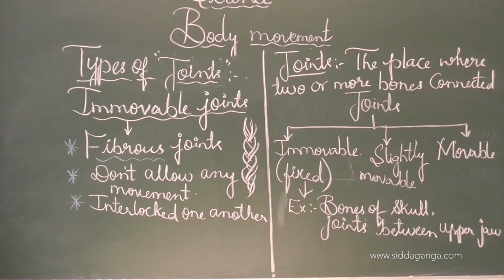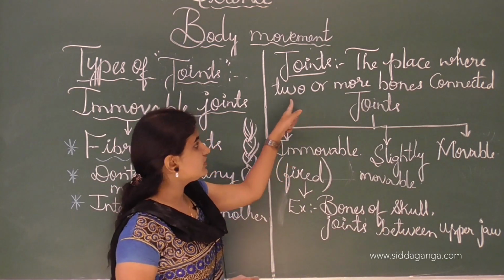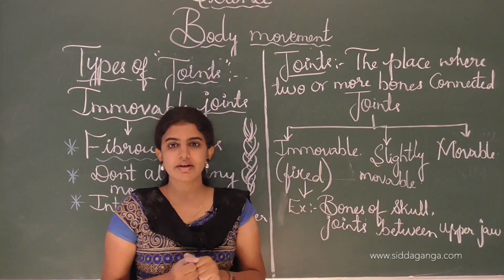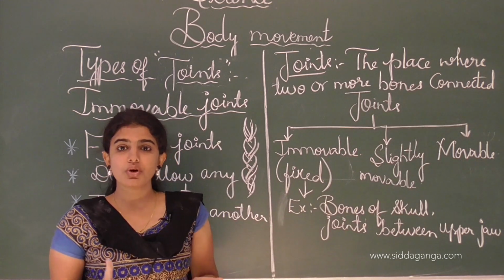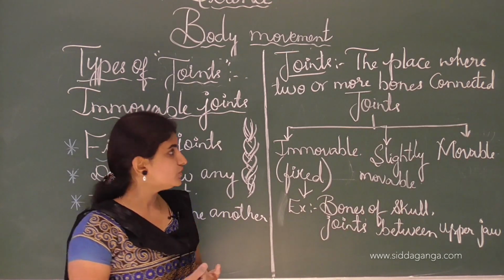See, once again I will tell you, joints are the places where two or more bones are connected. The place where two or more bones are joined together is also called a joint.